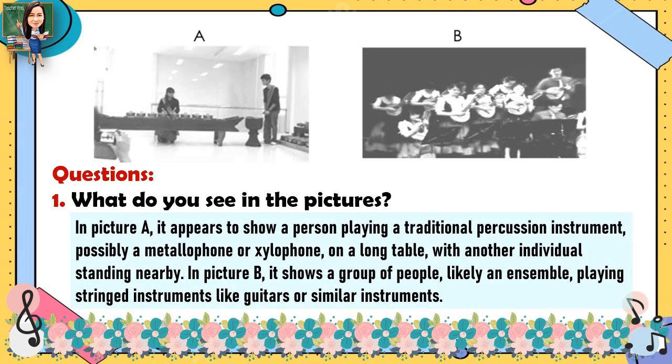In Picture A, it appears to show a person playing a traditional percussion instrument, possibly a metallophone or xylophone, on a long table with another individual standing nearby. In Picture B, it shows a group of people, likely an ensemble, playing string instruments like guitars or similar instruments.